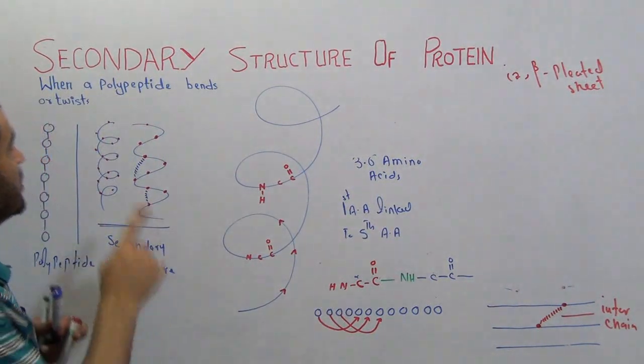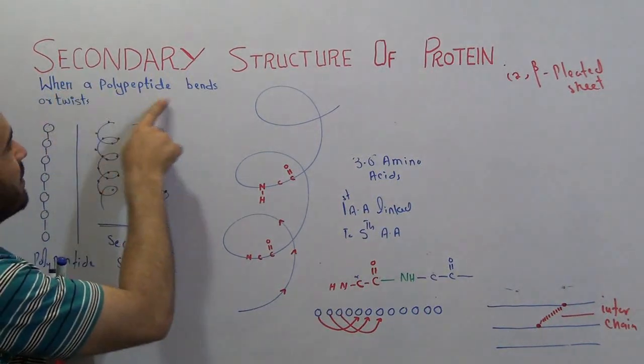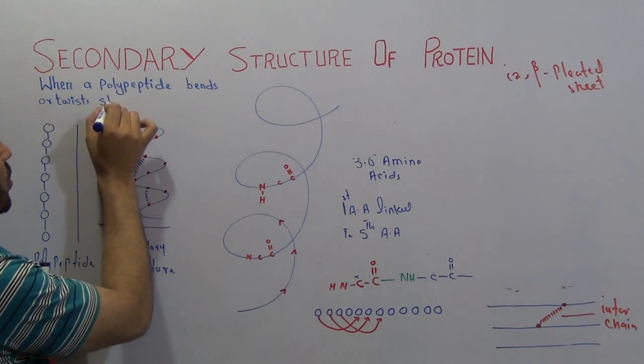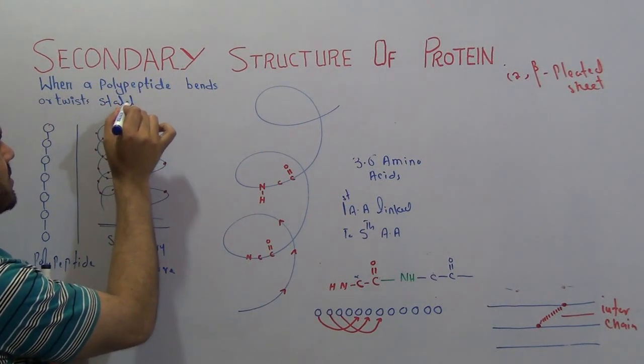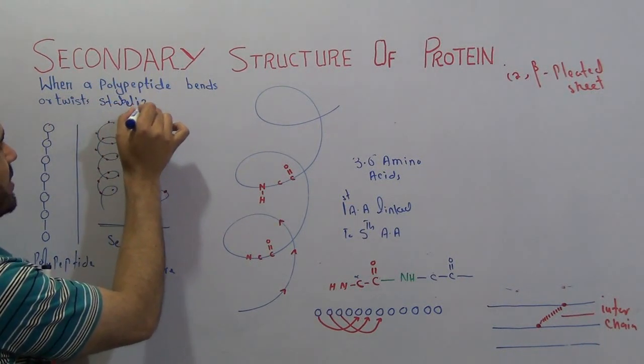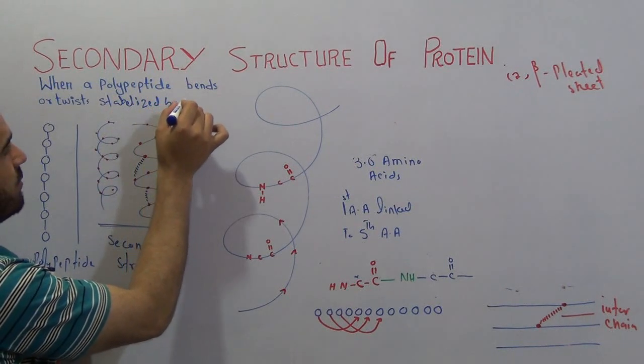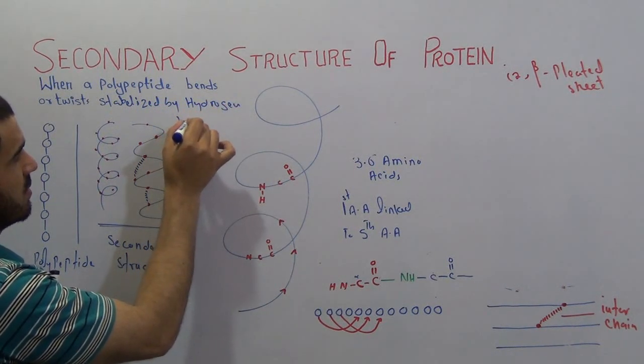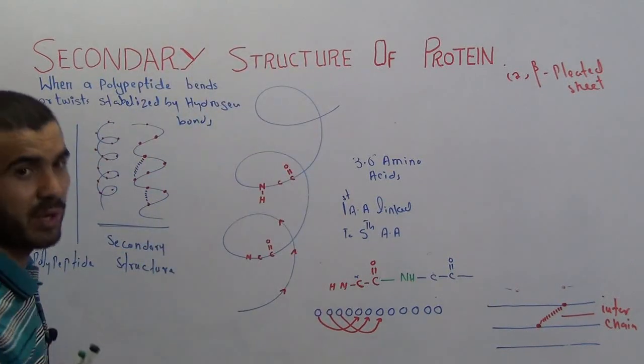Okay, fine. Now I think we should write, when a polypeptide bends or twists, here we should write it is also stabilized by the help of hydrogen bonds. Now it's fine. Now the definition is okay.